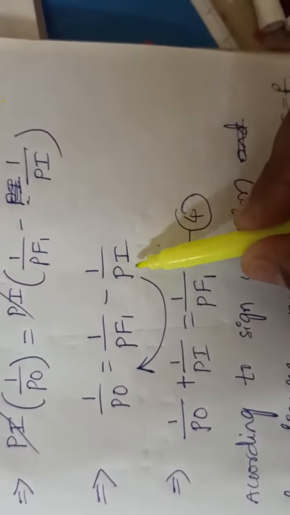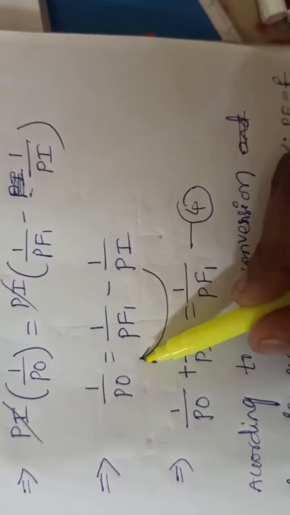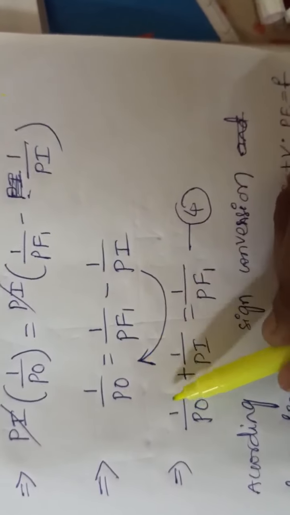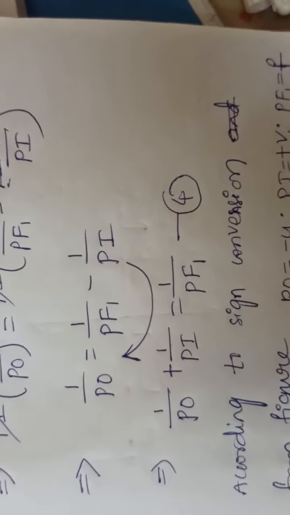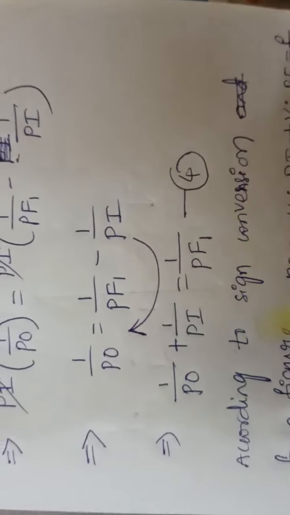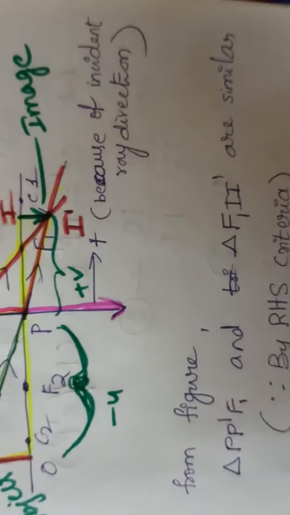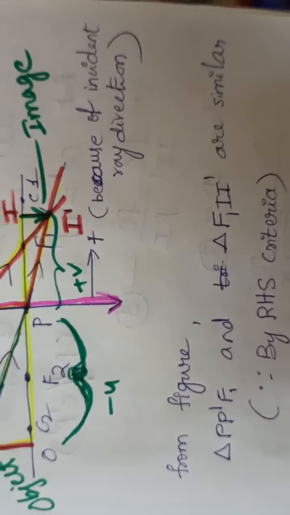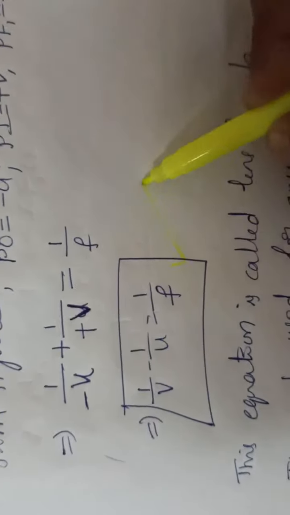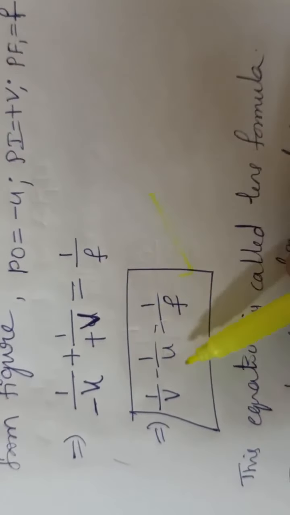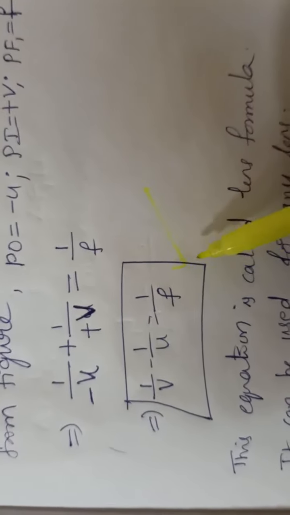If we transpose this to the LHS, we get 1 by PO plus 1 by PI is equal to 1 by PF1. According to the sign convention, I am substituting values here. From the figure, PO is equal to minus U we know, and PI is equal to plus V we know. I am substituting those values in that equation. So this is the lens formula, children: 1 by V minus 1 by U is equal to 1 by F. This equation is called the lens formula.